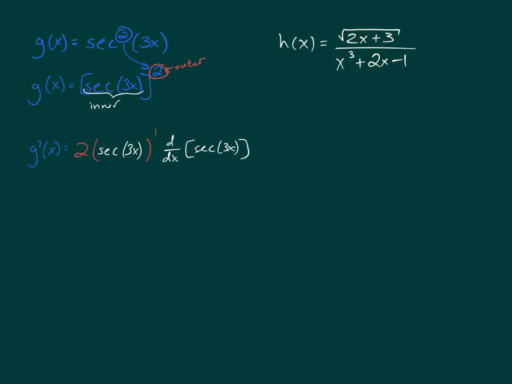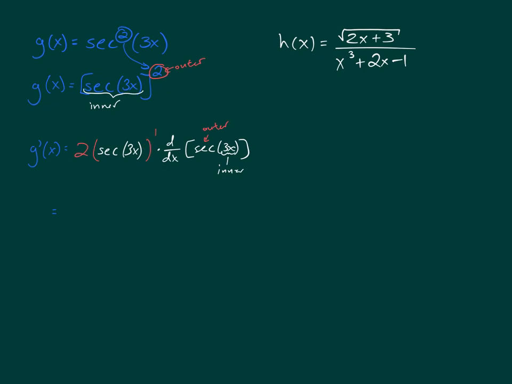From here, I can see again that I have a chain rule to write out, where 3x will be the inner function and the secant will be the outer function. All right, so we have to do a chain rule one more time, but we don't need to worry about simplifying anything that we've done here.